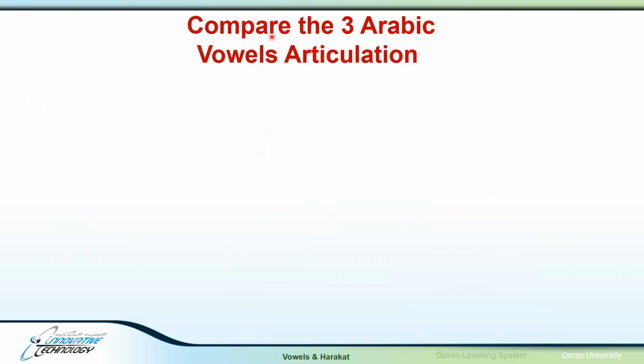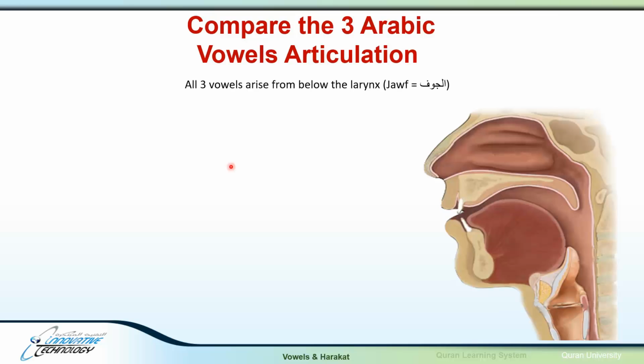Now we're going to compare the three Arabic vowels from the perspective of their articulation point. All vowels arise from below the larynx, arise from here. And this is the larynx, this is the vocal cords. All vowels, the three, a, u, e, arise from below the vocal cords. That's why we call them jawf letters. This is the larynx, and they are all called jawf letters.